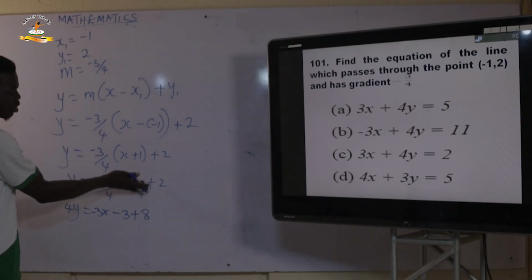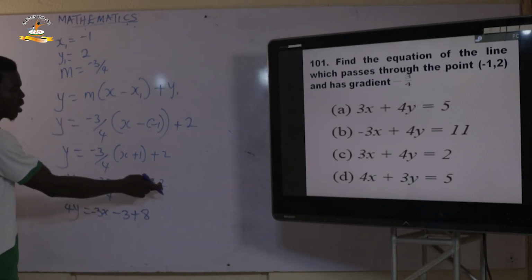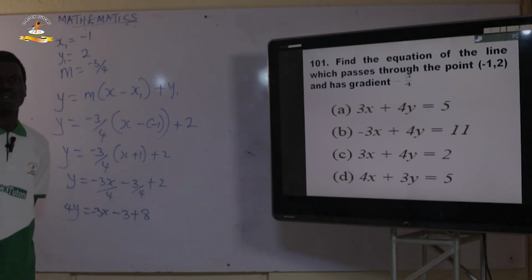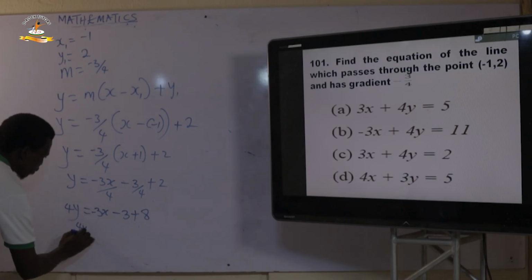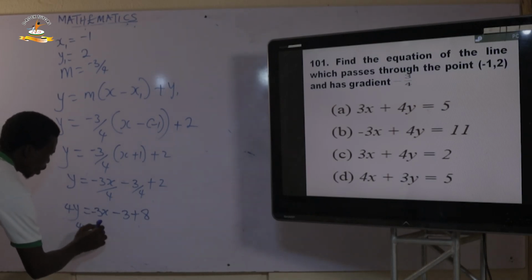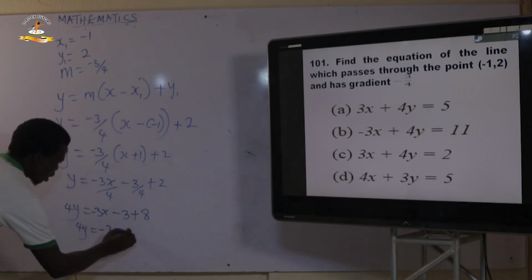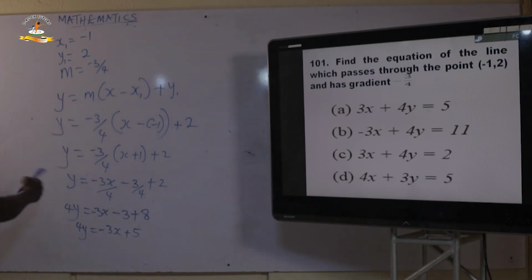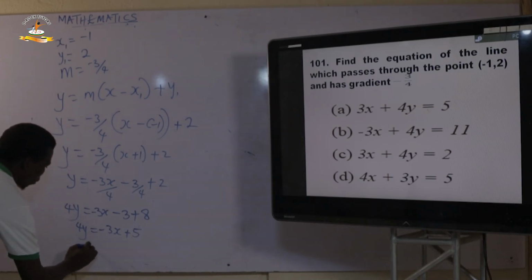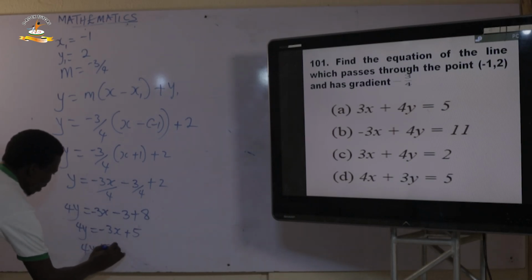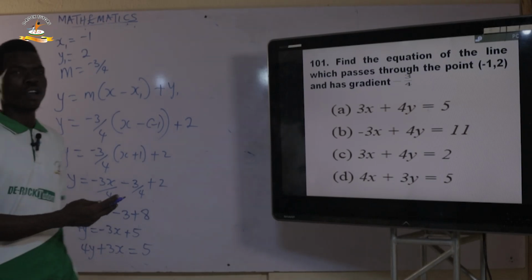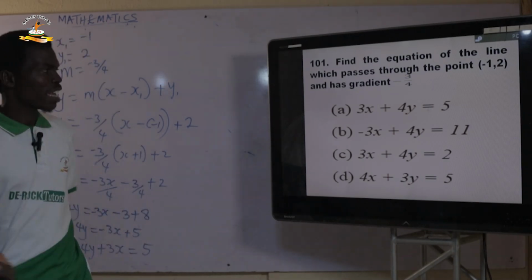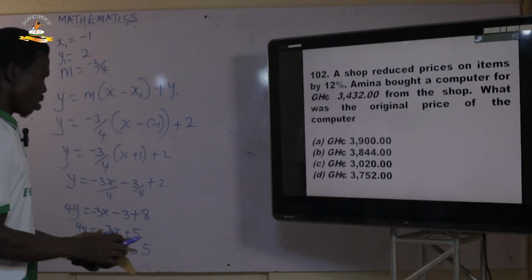Now I have to multiply this by 4. It cancels this 4 down. I multiply this 2 by 4 also. It cancels the 4 out. And what are we left with? 4y equals -3x plus 5. And if I bring -3x to this side, it becomes 4y plus 3x equals 5. And if you look at this, the correct option is option A. Next question.